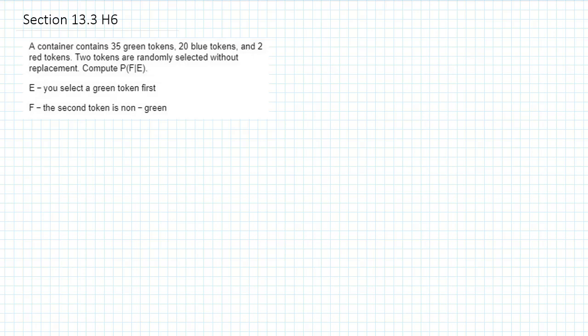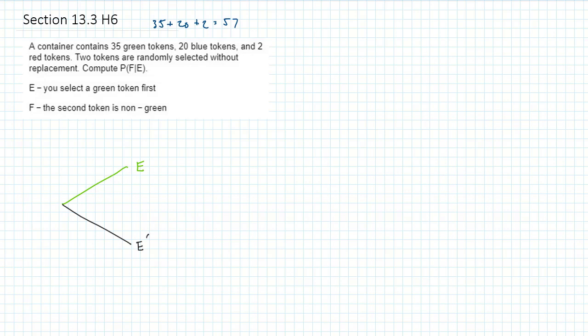So the first thing I'm going to notice about this is that if I add together the number of tokens here, we get 35 plus 20 plus 2, or 57 total tokens. So the way we're going to solve this is we're going to go ahead and draw a tree diagram. So we're going to think about what happens when we draw the first token. You could get a green, or you could get something that's not green. So I'm going to write down the green token as being E, and not getting a green token as the complement of E.